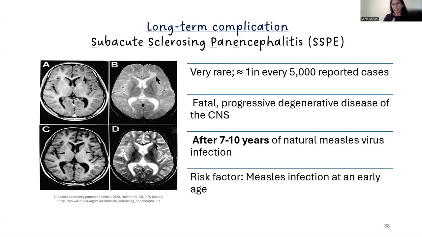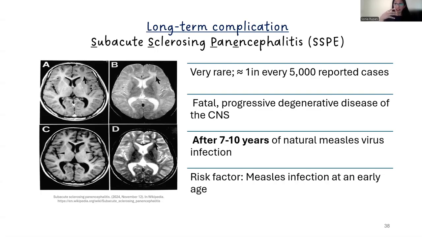But there's another complication that is a long-term complication, seen 7 to 10 years after the measles infection. This is subacute sclerosing panencephalitis, SSPE. It's very rare. It's 1 in every 5,000 reported cases that will have SSPE. However, their mortality is very high. It is a progressive degenerative condition, and patients at more risk are those who get the measles infection very early in age.